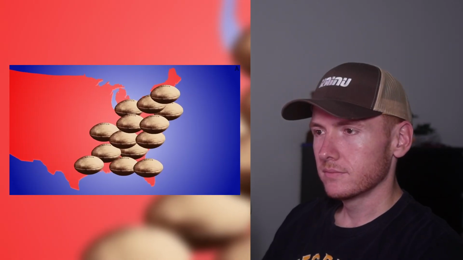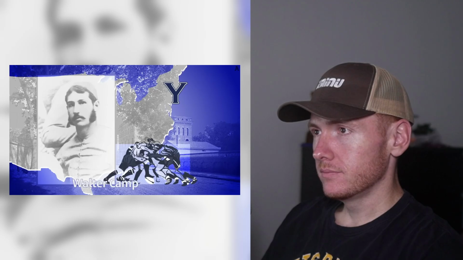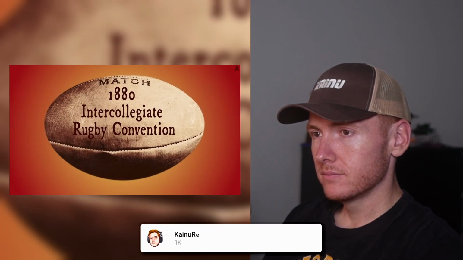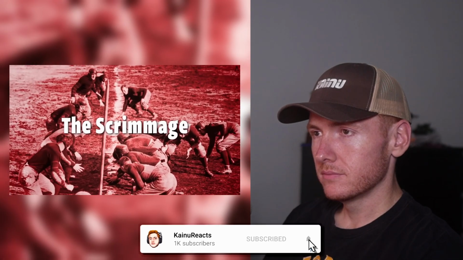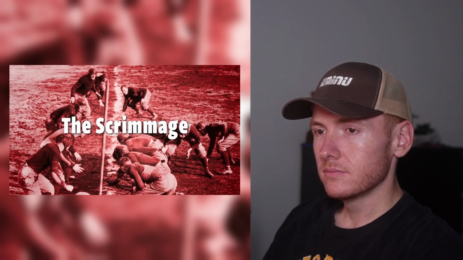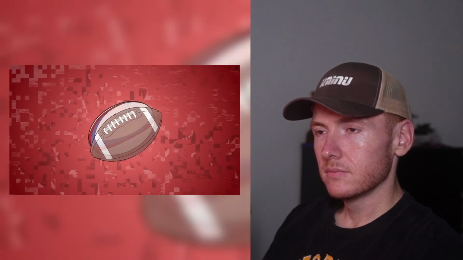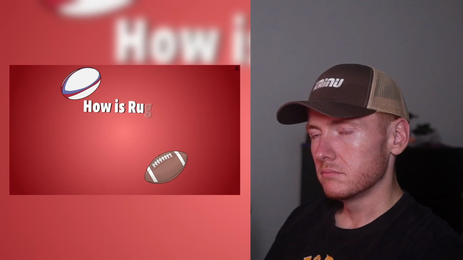In the late 1880s, the sport of rugby was beginning to spread across college campuses in the United States. The game was hugely popular, but not with everyone. Yale player Walter Camp was particularly critical of the lack of tactics involved in the chaotic and inconsistent scrum. And at the 1880 Intercollegiate Rugby Convention, he proposed an innovation: the scrimmage. This marked the beginnings of a codified separation between the American sport of football and the English sport of rugby, and the two games have followed very different paths since then. But how different are they today?